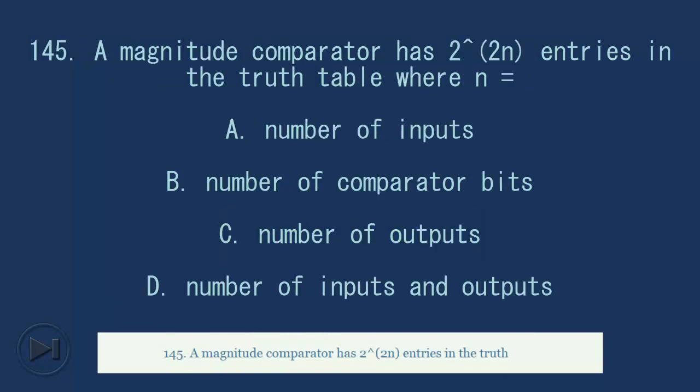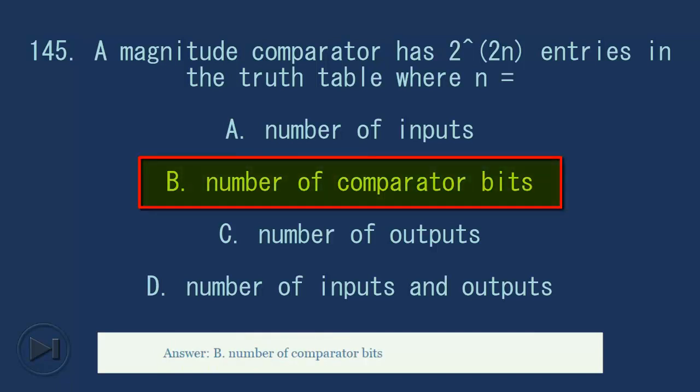145. A magnitude comparator has 2^n entries in the truth table where n equals A. Number of inputs, B. Number of comparator bits, C. Number of outputs, D. Number of inputs and outputs. Answer: B. Number of comparator bits.